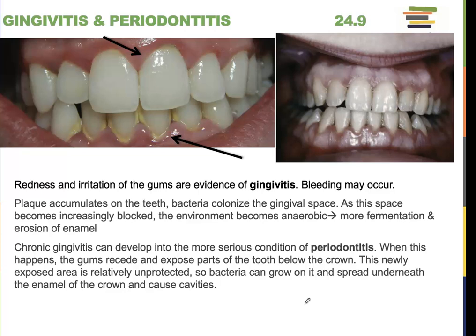So this is an image of gingivitis, where you can see that there is an extra red area next to the tartar, right, and on the teeth, very, very red here. And then this is an image of chronic periodontitis, where you see the teeth, it's very, very red around the gums, and the gums are also sort of receding away from the tooth. So the newly exposed area, when your gums do recede, is relatively unprotected, and the bacteria can really get in there and cause more infection.